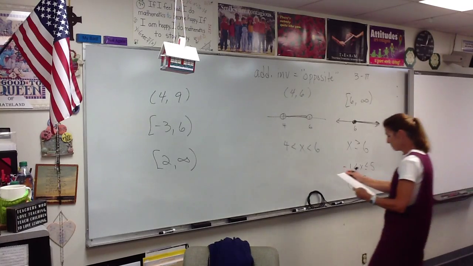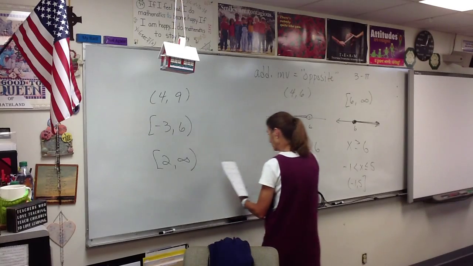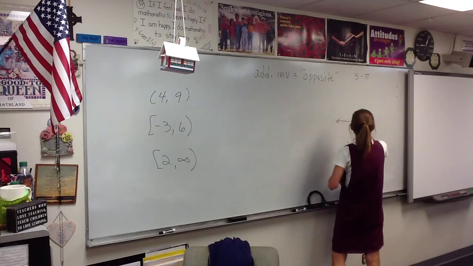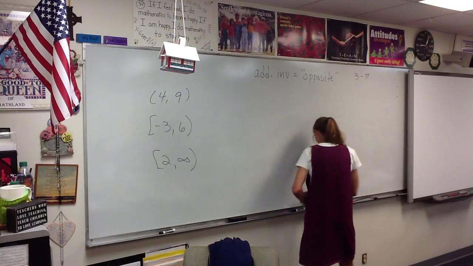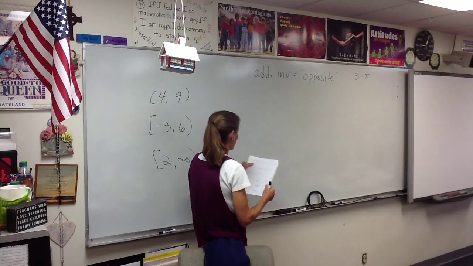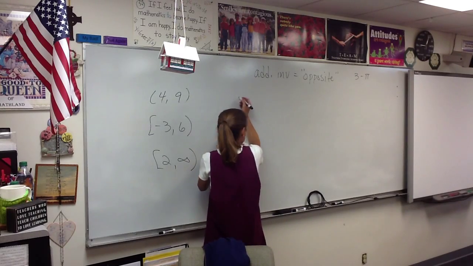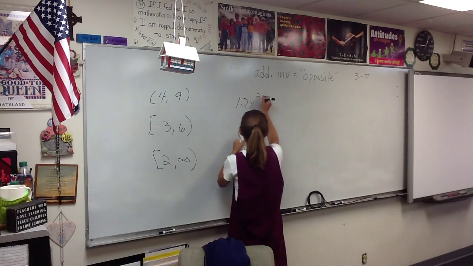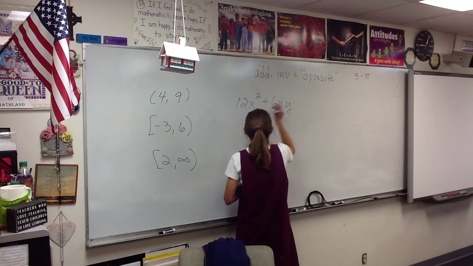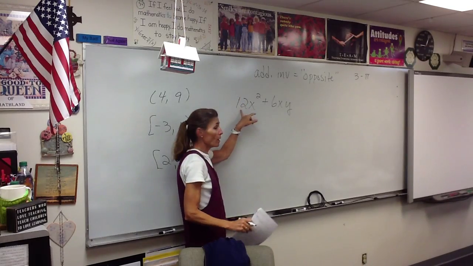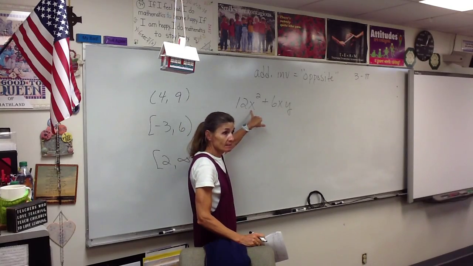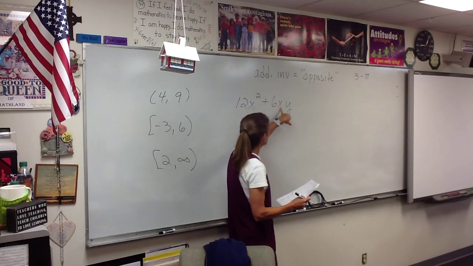Use the distributive property. I bet you're pretty good with the distributive property. Anybody want to venture A? 12x squared plus 6xy. Does everybody understand where the 12 came from? 3 times 4. X times x, but x squared. And then our 6xy.